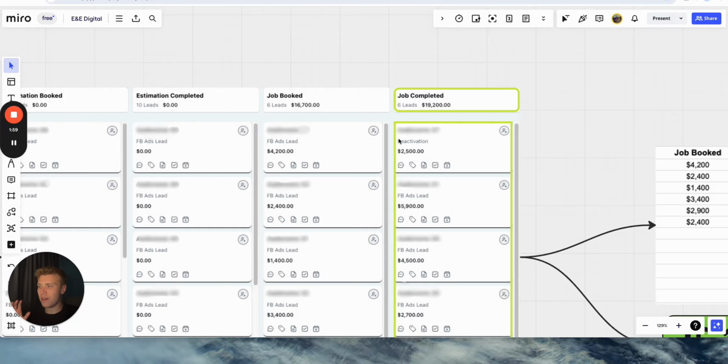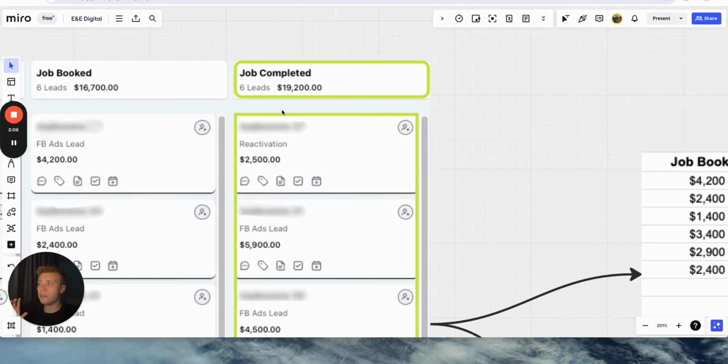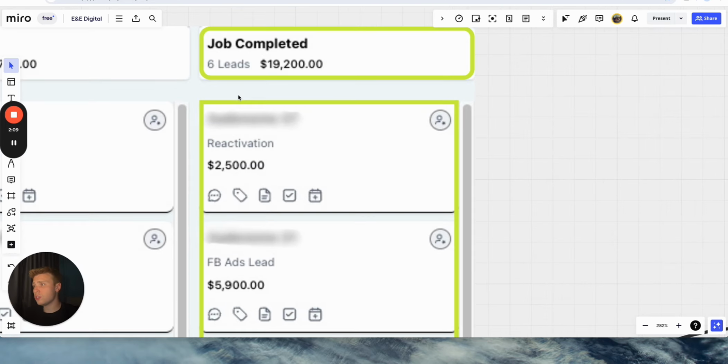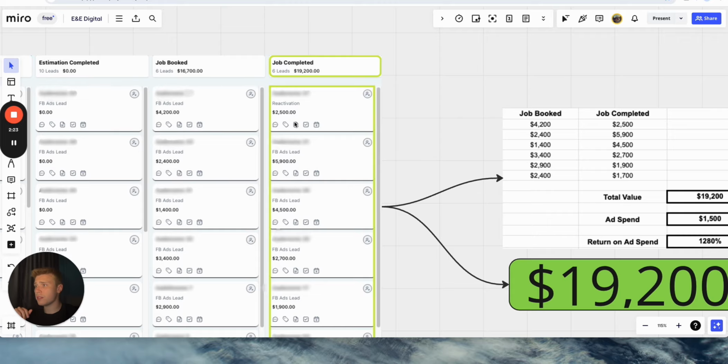But I just value transparency, so I'm going to show you what we have done. This is the result we generated: 6 jobs, $19,200. And these are the jobs already done. The job is done, the money is collected, and everything is finished. So we had 6 jobs, as you see here.